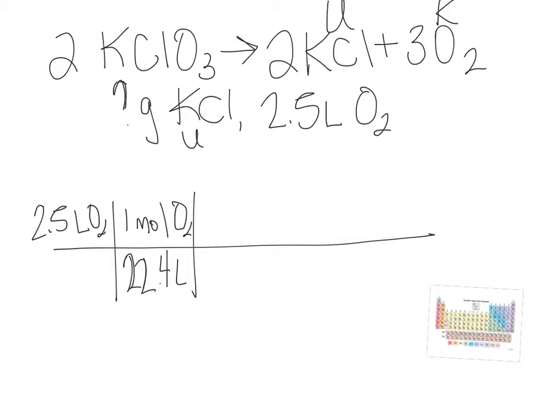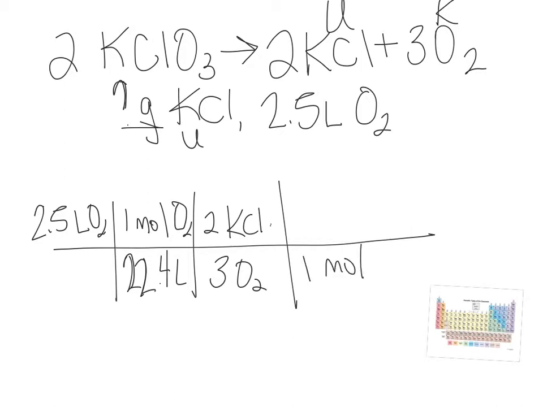I don't want O2, I want KCl. So we're going to go to our reaction and use our ratio: 3 oxygen to every 2 KCl. But I don't want moles of KCl, that's what it's going to leave me with here. So now I need to do my conversion into grams. We're going to do our molar mass.